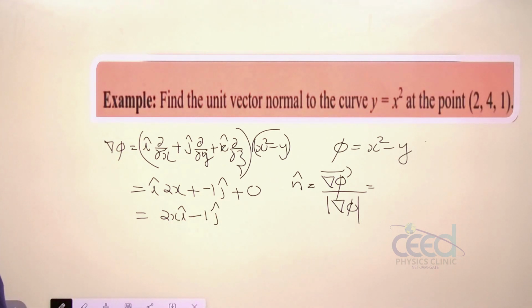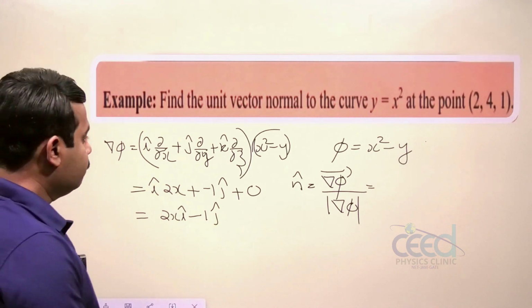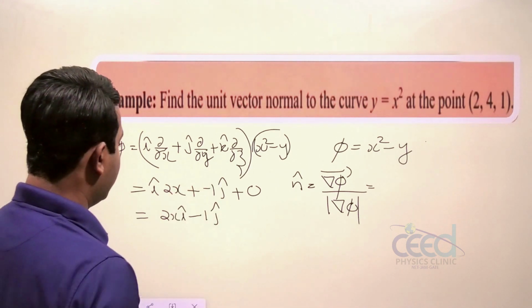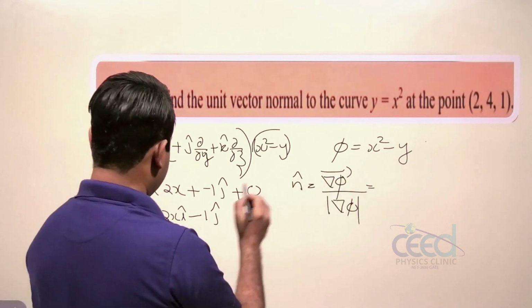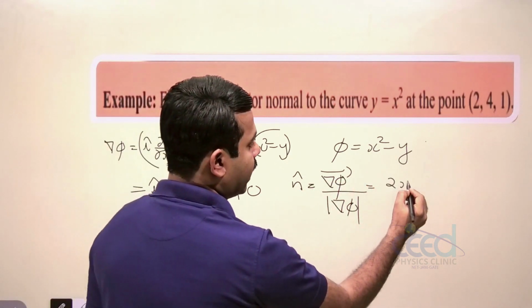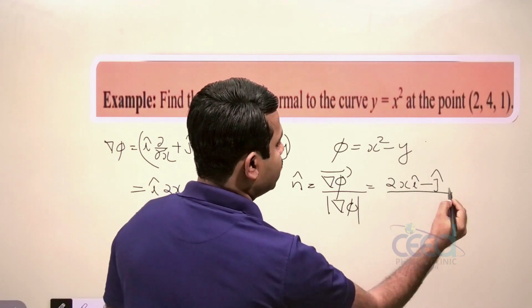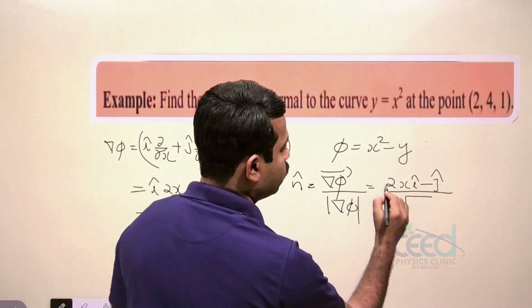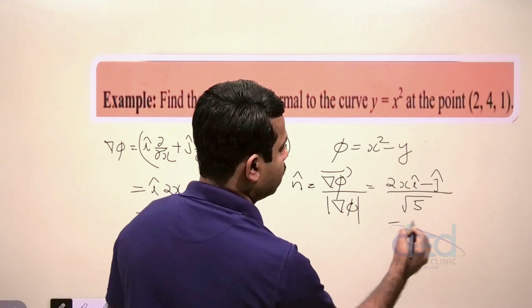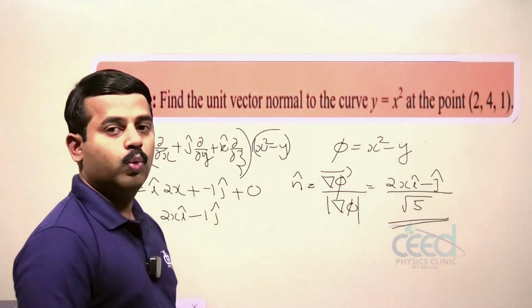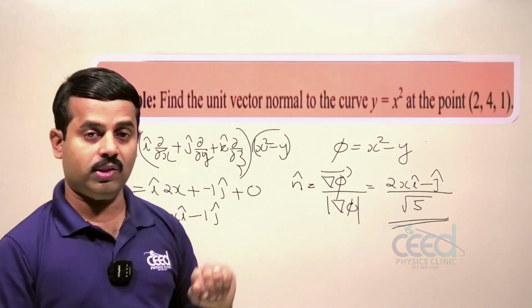Now substitute these values here. That means 2x I cap minus j cap divided by its modulus, that is root of 2 square plus minus 1 square. So this is the unit normal vector to this curve.